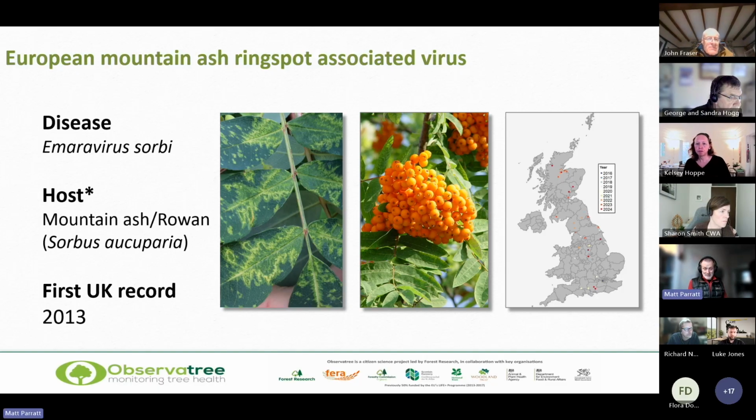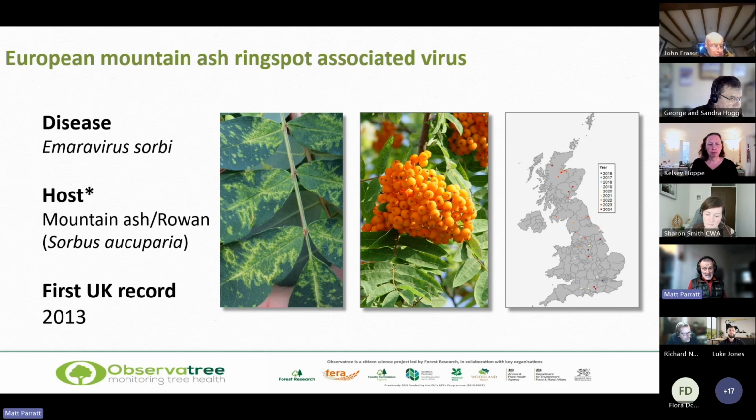This one has a ridiculously long name, European mountain ash ring spot associated virus. There isn't really a nice, simple, pronounceable abbreviation. So ring spot, we'll call it, or mountain ash ring spot, and it's caused by, unsurprisingly, a virus, the Emaravirus sorbi. Main host appears to be mountain ash or rowan, but it has popped up on a few other Sorbus, or what used to be called Sorbus. Again, very new, 2013, and we're really not sure how damaging this is, and we don't really have a good idea of the distribution.